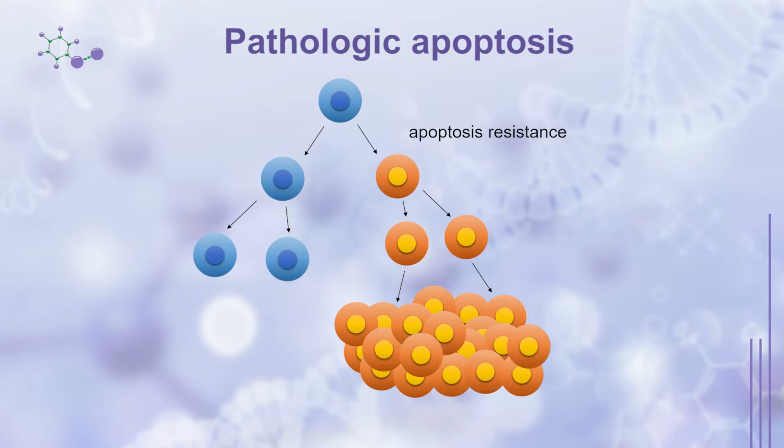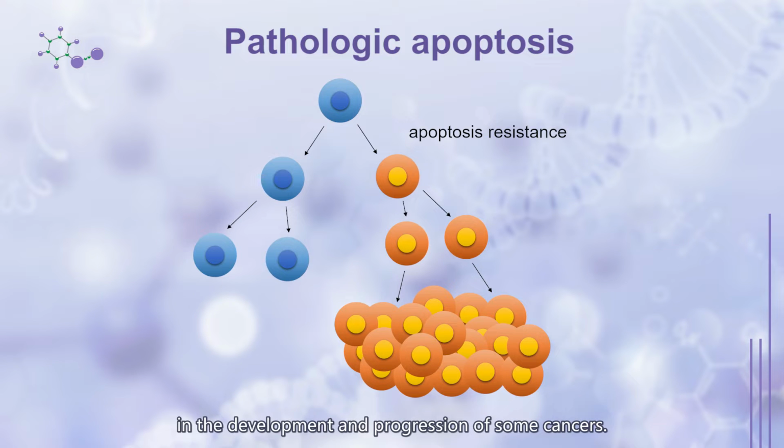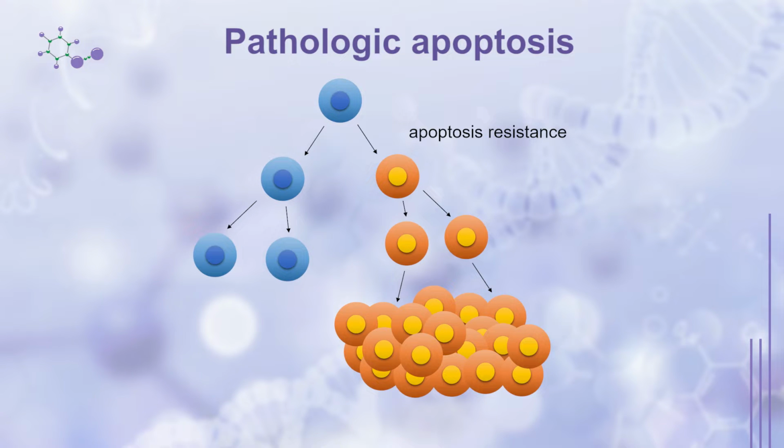In fact, suppression of apoptosis during carcinogenesis is thought to play a central role in the development and progression of some cancers. There are a variety of molecular mechanisms that tumor cells use to suppress apoptosis.